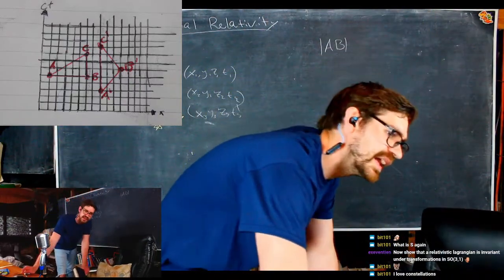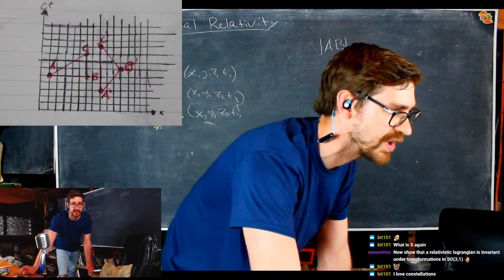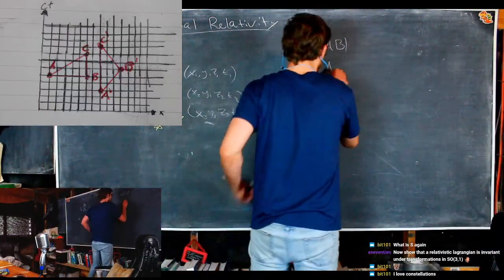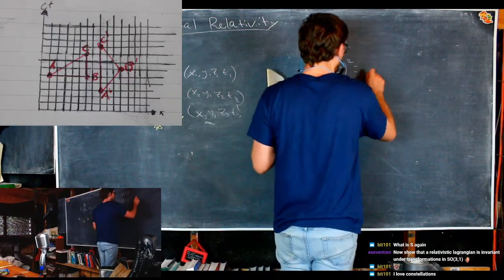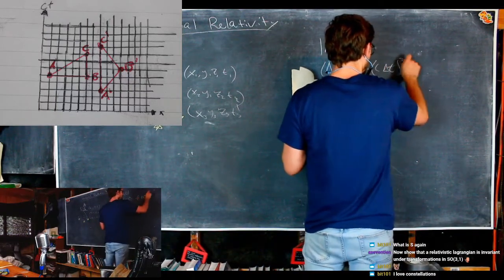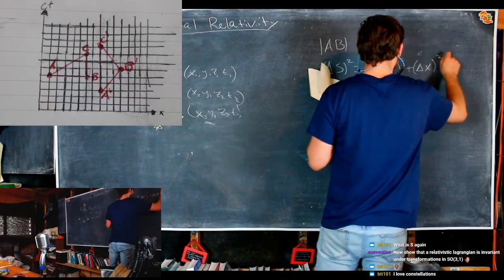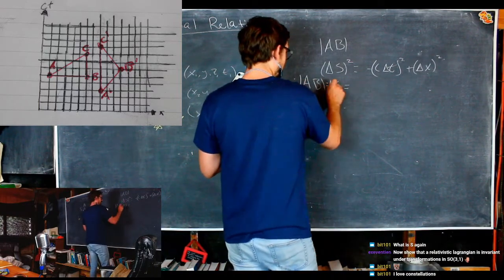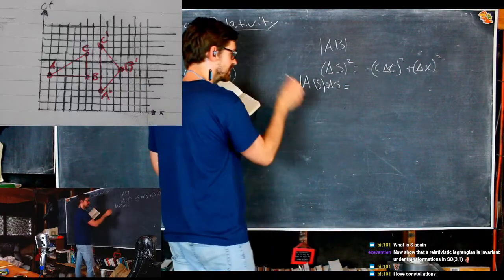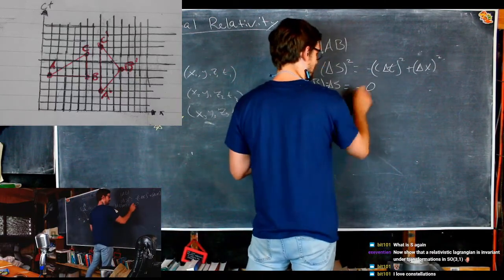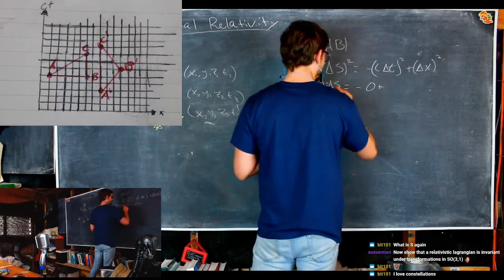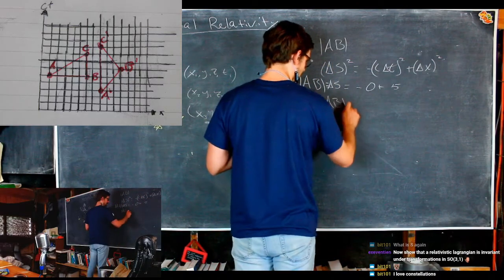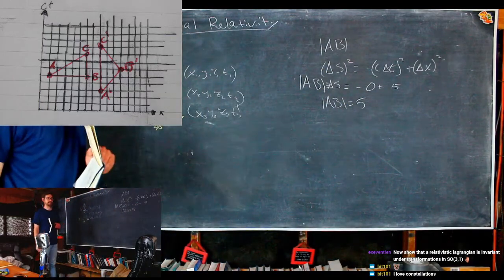What's the length of A and B? Well, delta t is going to be 0 because it's not changing in time at all. But delta x is changing by 5. So that's easy. If you want to see the whole thing, delta s squared is equal to negative c delta t squared plus delta x squared. So what's delta s equal to? We should say that AB is actually delta s. Well, this is 0 plus 5 squared. So delta s is just equal to 5. So AB is equal to 5. Very straightforward. Okay?